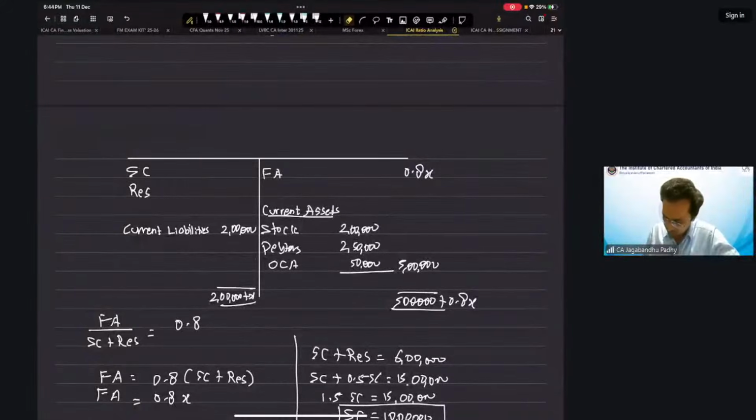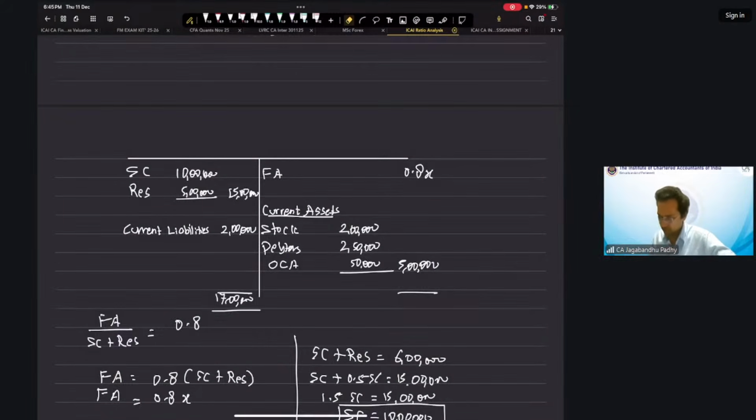So we get the values over here. Share capital is 10 lakh. Reserves is 5 lakh. Adding them together, it is 15 lakh. Right. So balance sheet tallies at maybe 17 lakh.